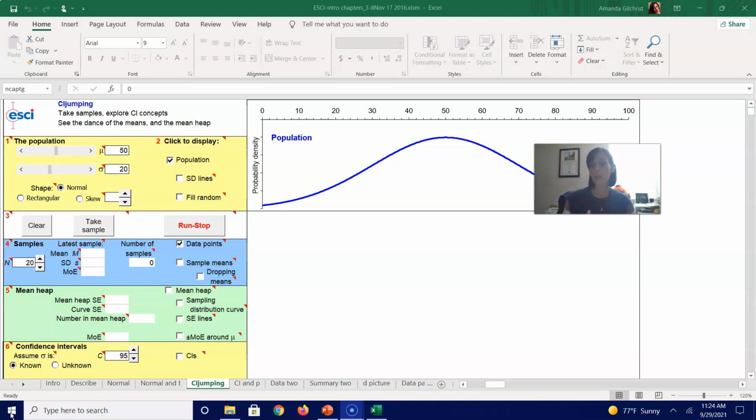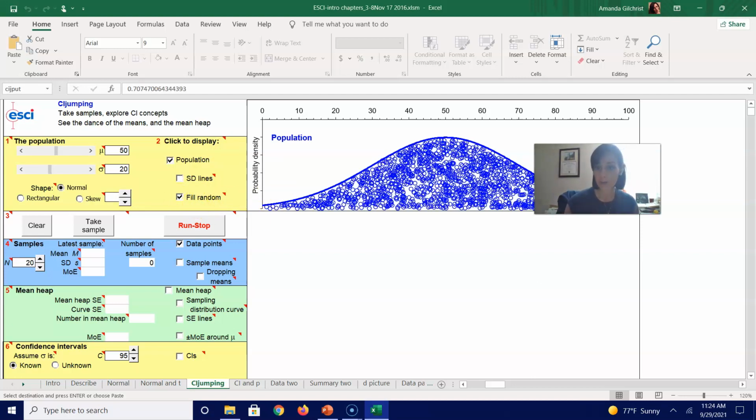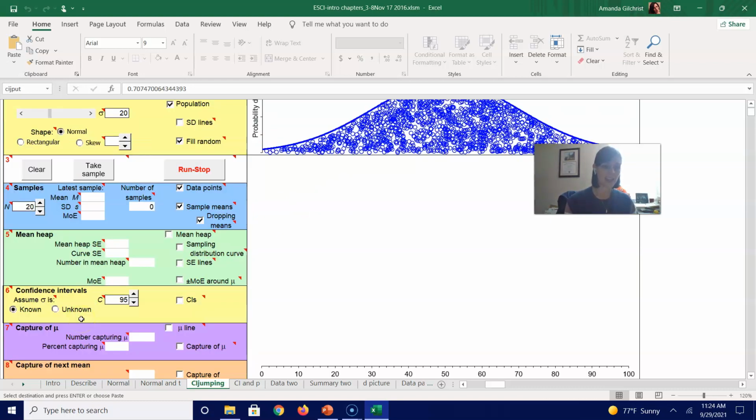You can follow along on page 103 of your textbook to get a feel for how this works. We're going to start with our normal parameters of a mu of 50 and a sigma of 20, and we're going to fill in random. We're going to have a sample size of 20. We're going to do our sample means and our dropping means. But here's what's critical. Now we're going to assume that sigma is known. We're going to set our confidence interval to 95.